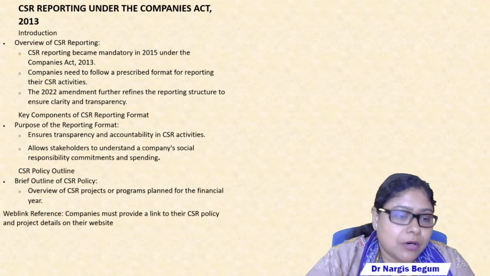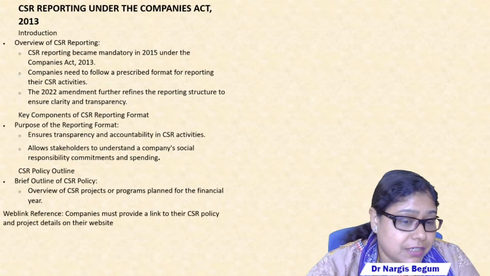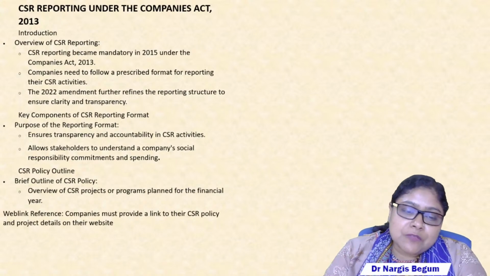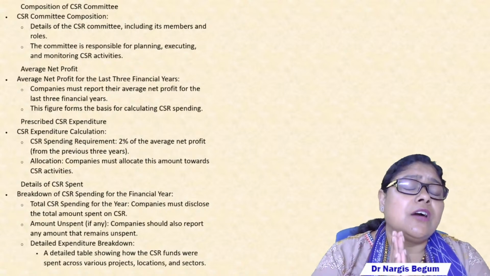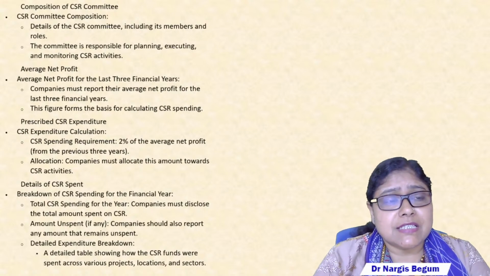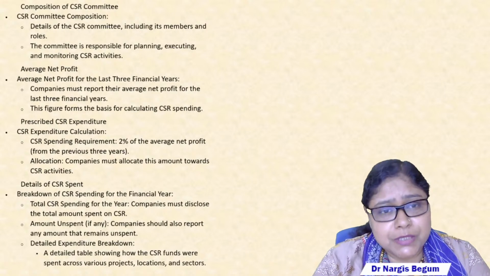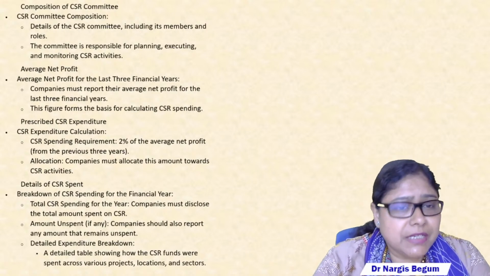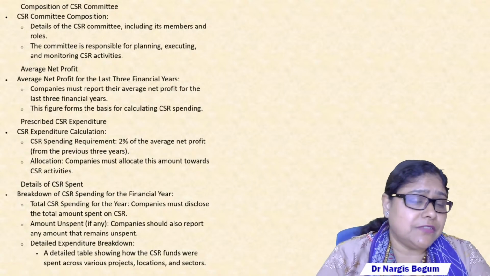Now, when we are talking about the CSR policy outline, we overview the CSR projects or programs that are planned for this financial year. So companies must provide a link to their CSR policy and the project details on the website. Next is going for framing the CSR committee. The composition of the CSR committee basically entails that the details of the CSR committee should be there, including its members and roles. The committee is responsible for planning, executing, and then monitoring of the CSR activities.